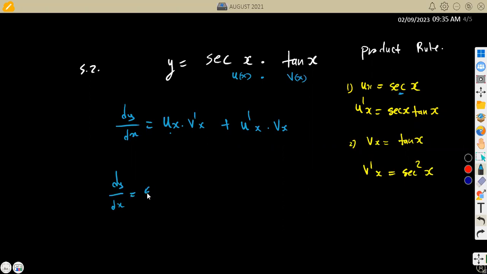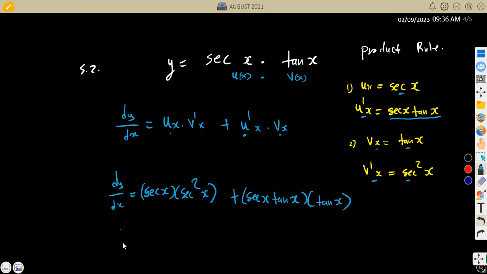So we're going to obtain sec x multiplied to the first derivative of v. The first derivative of v here gave us sec squared, so that's sec squared x, plus the first derivative of u, which we obtained as sec x tan x. Whatever you have here, you multiply to v(x), of which our v(x) is tan x. So this is going to be tan x. All right, so that's the first derivative, or dy/dx.